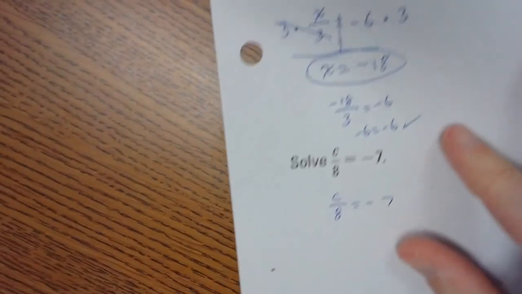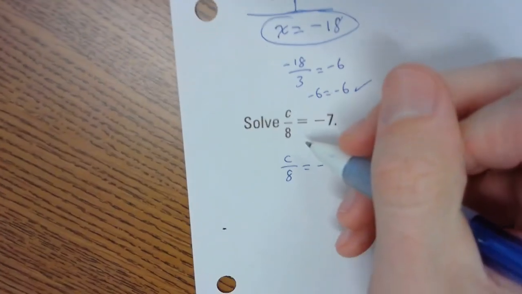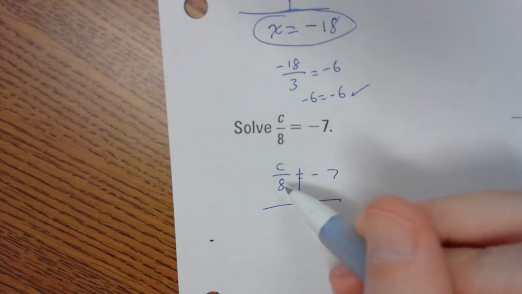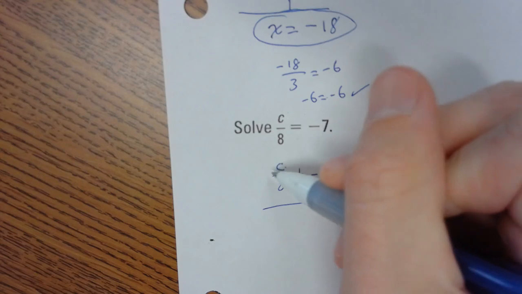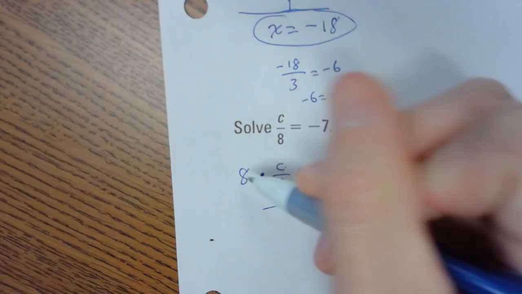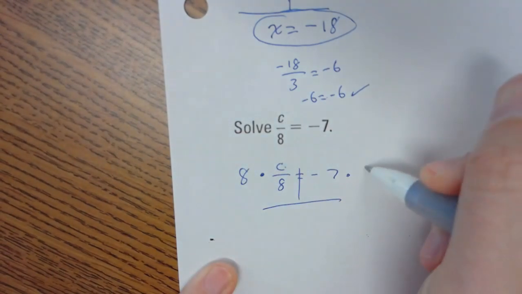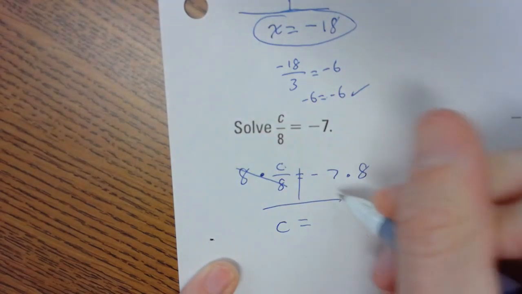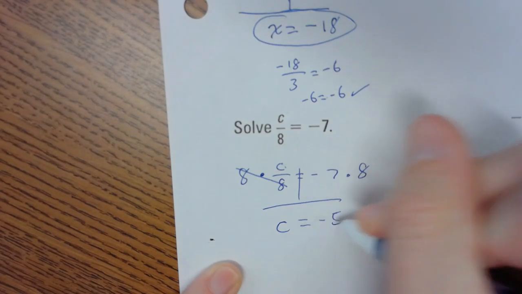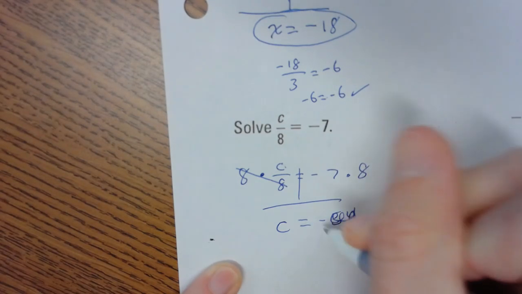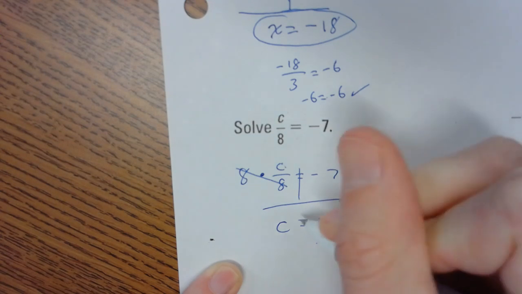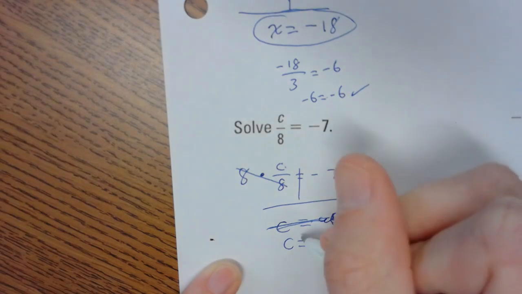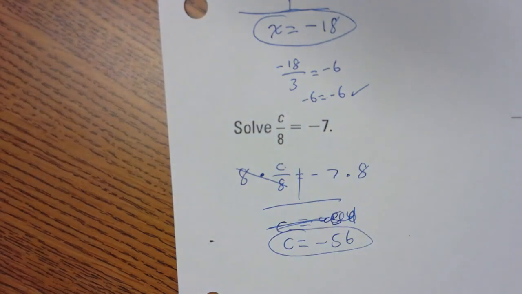So once again, I'm going to draw my line. My variable is on the left side and is being divided by 8. So the opposite of dividing by 8 is multiplying by 8. Whatever I do to one side, I do to the other. The 8's over here cancel, bring down your variable. Negative 7 times 8 is negative 56, not 54. Sorry about that. So c equals negative 56.